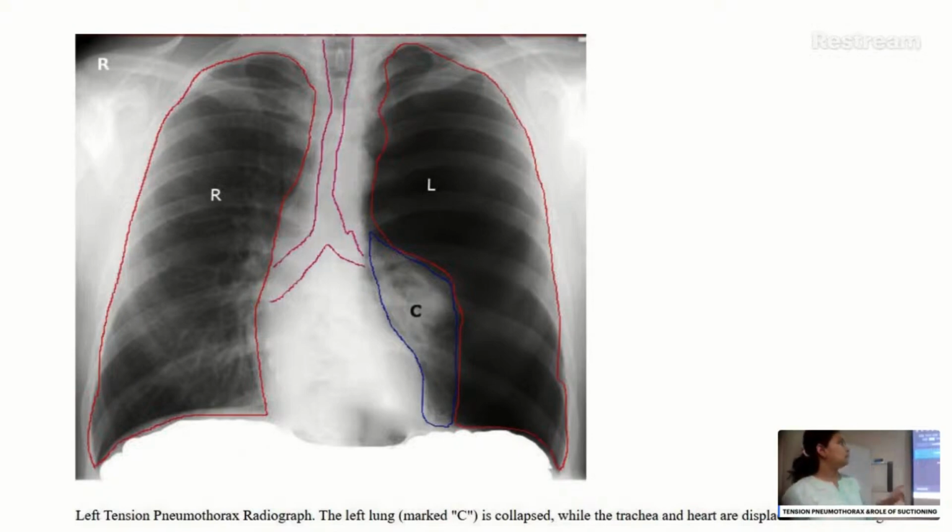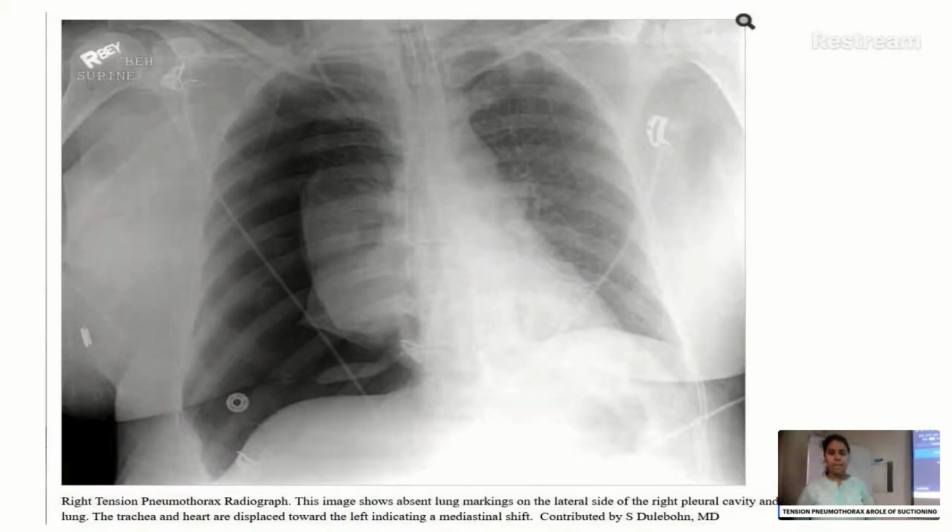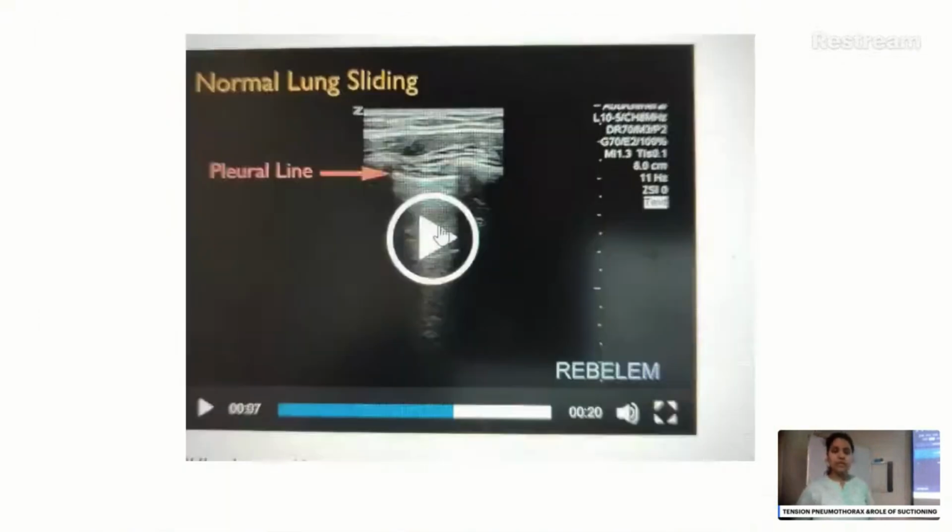The next diagram shows a left-sided pneumothorax. Again, on the right side, we are able to see bronchovascular markings, the trachea getting shifted towards the right, and the collapsed left lung. This is a pneumothorax on the right side. The collapsed lung is seen on the right side, the mediastinum is shifted towards the left, and the bronchovascular markings are seen on the left side.